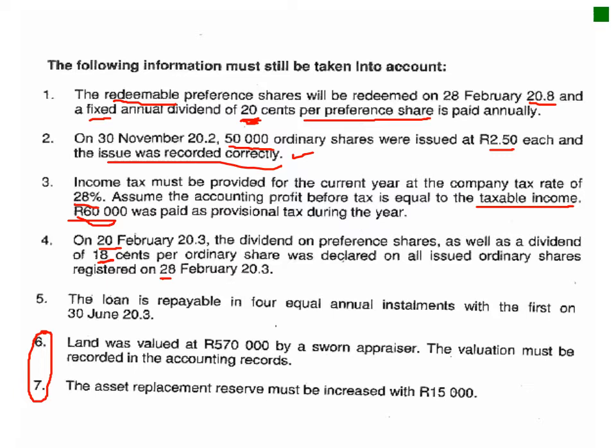So the preference shareholders will get their dividend, and the ordinary shareholders that are registered on the 28th of February will all get a dividend of 18 cents per share.